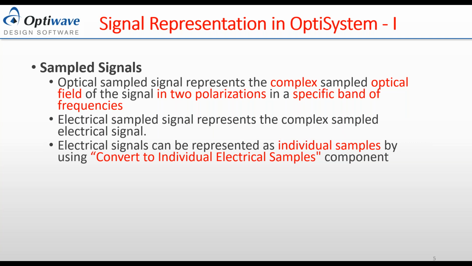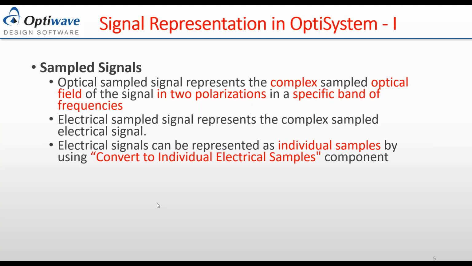They usually, at the output of every component, are in the frequency domain for optical components, and for electrical components they are in the time domain. Now, for the optical sampled signal, basically they represent the complex optical field. So you're going to have the magnitude and phase, and it's defined into 2 polarizations, which are defined as X and Y in the simulation, and it's also defined over a specific band of frequencies.